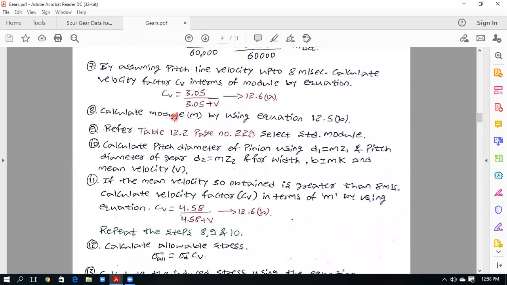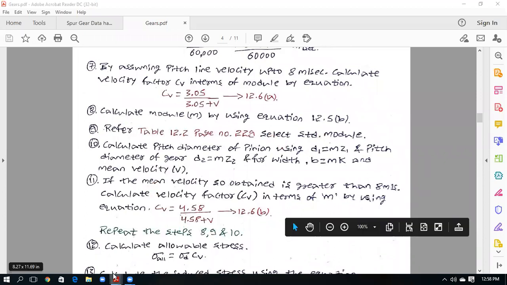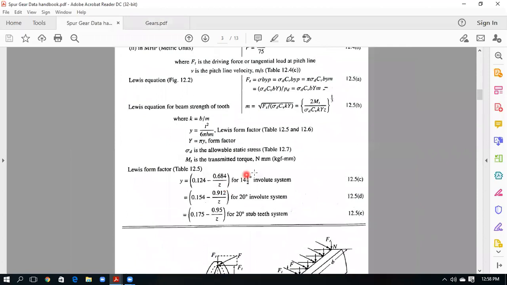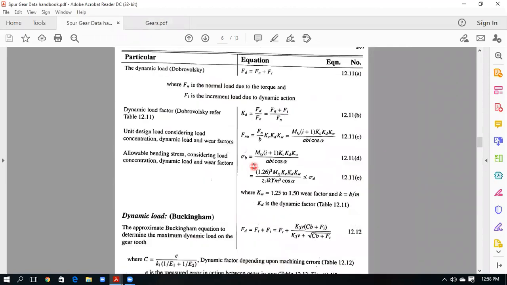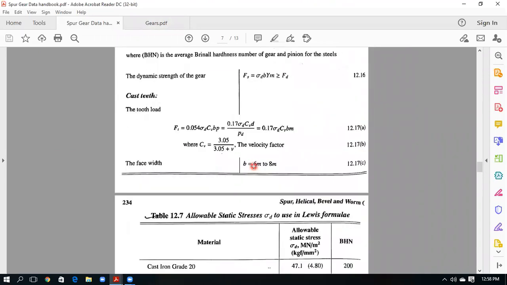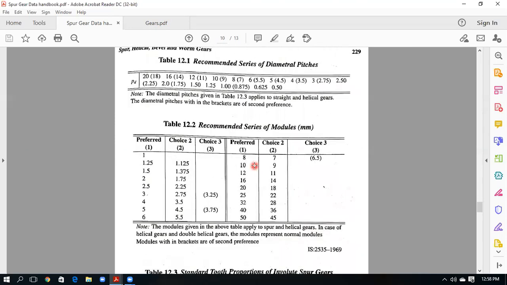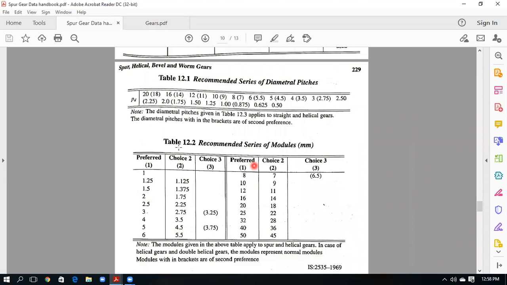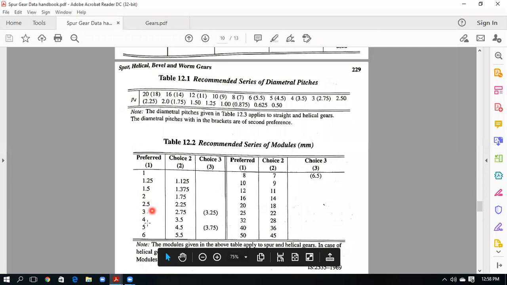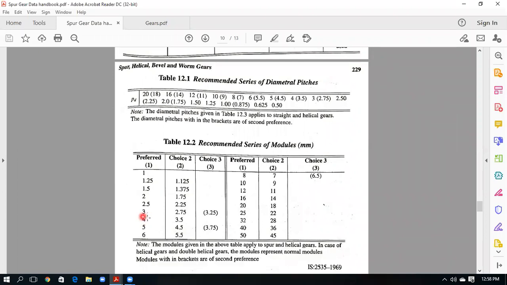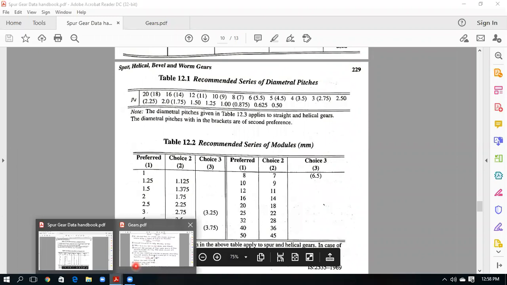Here you can see, calculate the module. Already I calculated from table 12.2, page number 2 to 10, you have to select the standard module. I will show the data book, how you are going to select the standard module. This is 12.2, the recommended series of module. After 3, the next one is 4. From the data book, the standard module is 4. This is how you need to select the module.